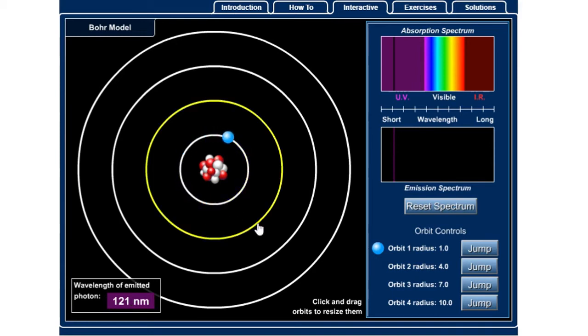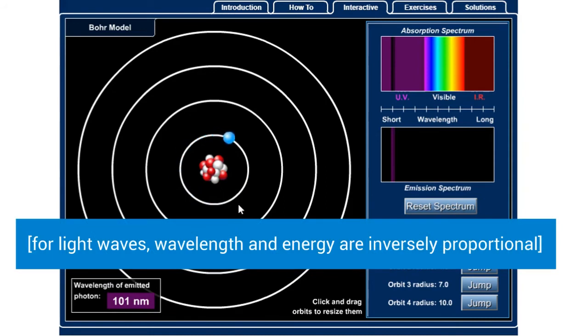So a 1 to 2 and a 2 to 1 jump are different only in that one of them is absorbing light and the other is emitting light. And you can see I can do all the different options. I can make it jump from 1 to 3 now, 3 to 1, 1 to 4, and 4 to 1. Now, if you look, the nanometers for the wavelength were getting smaller, and that means higher energy. So a bigger gap, like between the 4 and 1, had a shorter wavelength, which means higher energy, than the 2 to 1 jump, which had a longer wavelength and less energy.